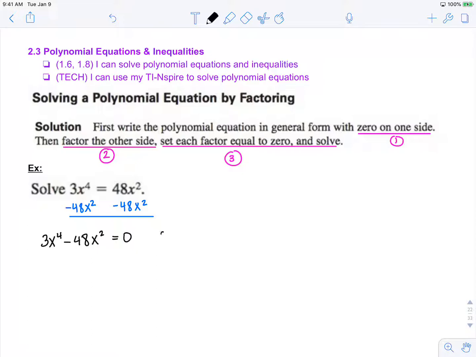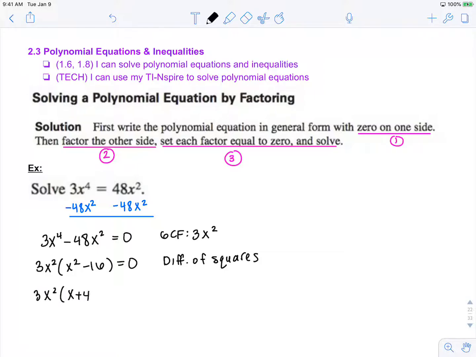I see that this binomial has a GCF of 3x squared. If I factor out 3x squared, that leaves x squared minus 16. Now I can go a step further because I see a difference of squares. X squared minus 16, that's going to factor to be x plus 4, x minus 4.